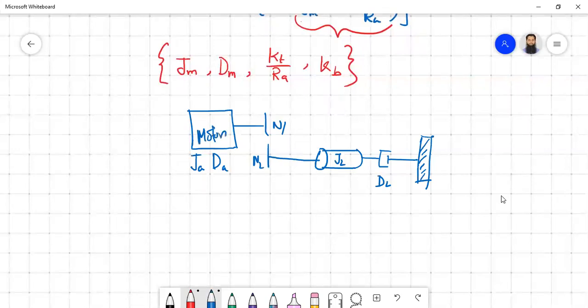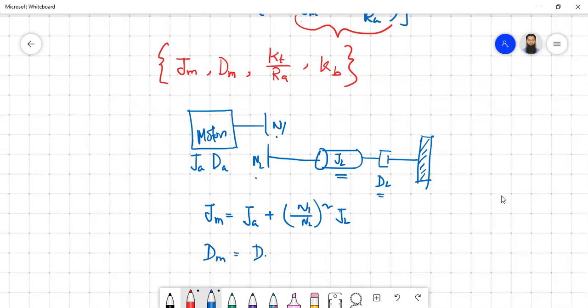So how do we figure out Jm and Dm? Basically, we can take these parameters to the primary side, or the motor side. You know the destination divided by the source teeth ratio squared should be there. So we can easily calculate Jm: Jm equals Ja plus (N1/N2) squared into JL. Similarly, Dm can be calculated as Da plus (N1/N2) whole squared into DL. So calculating these two is relatively simple.